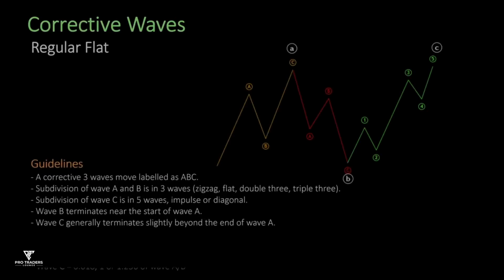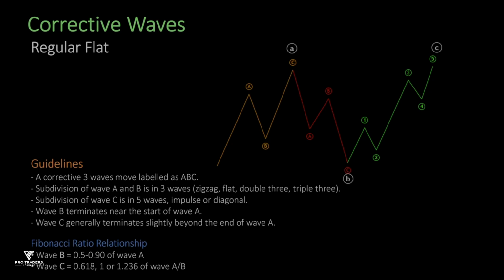Next up we have the regular flat. Regular flat is a corrective three waves move labeled as ABC. Subdivision of wave A and B is in 3 waves, a zigzag, flat, double tree, or triple tree. Then the subdivisions of wave C is in 5 waves, impulse or a diagonal.